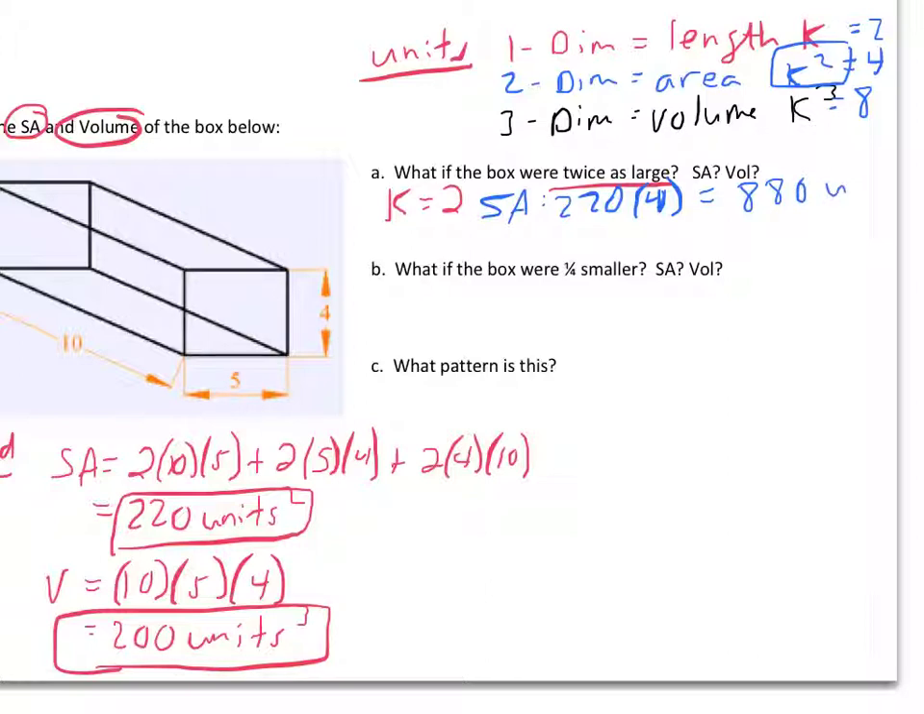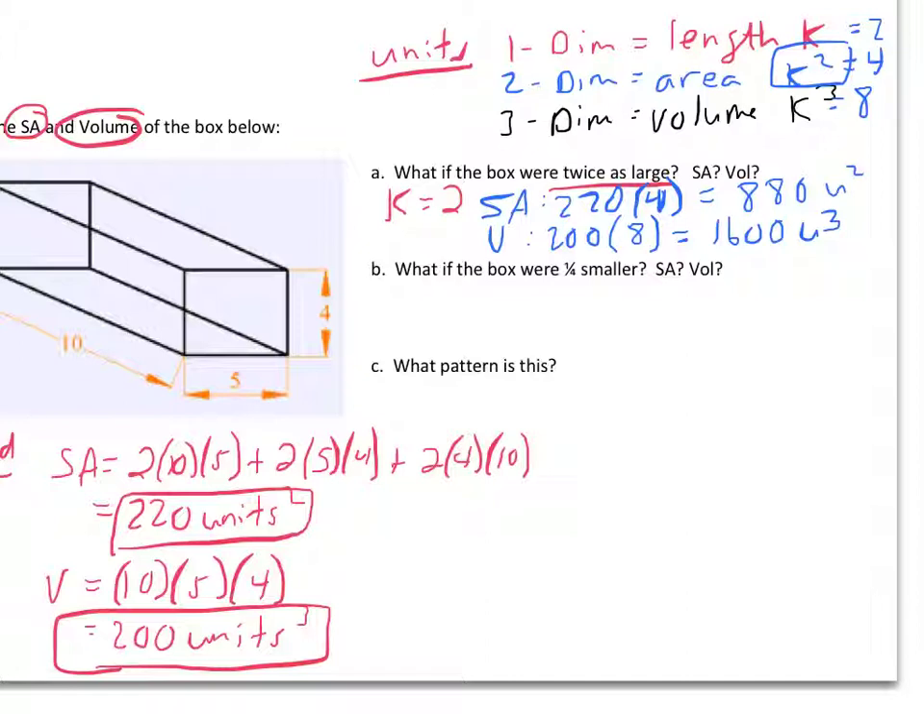880 units squared. If you take the volume of 200, you would not take that times 4 because that's area. You wouldn't take it times 2 because that's length. You would take it times 8 because the units are cubed, so you would cube K. And that would give you 1,600 units cubed.